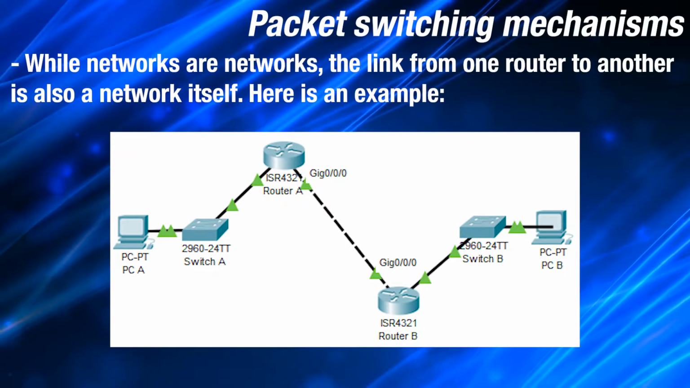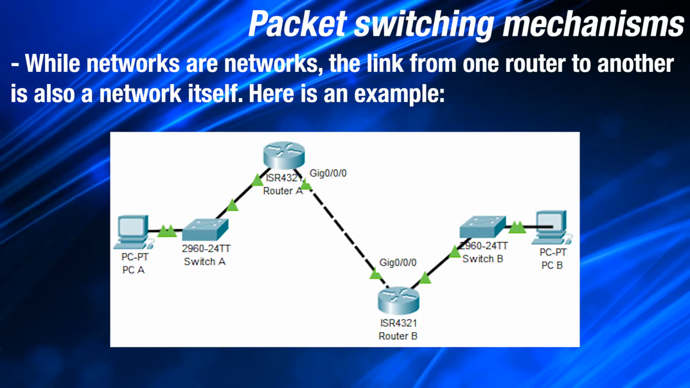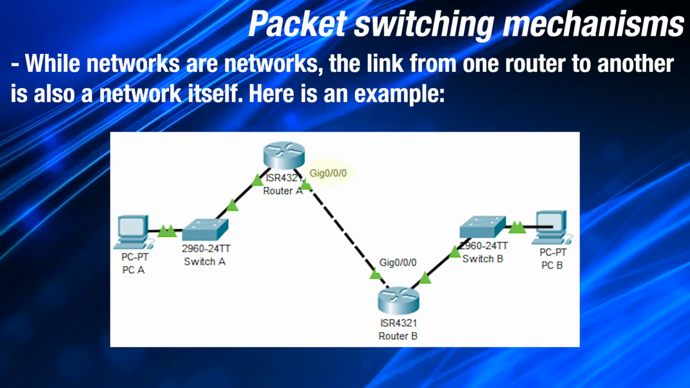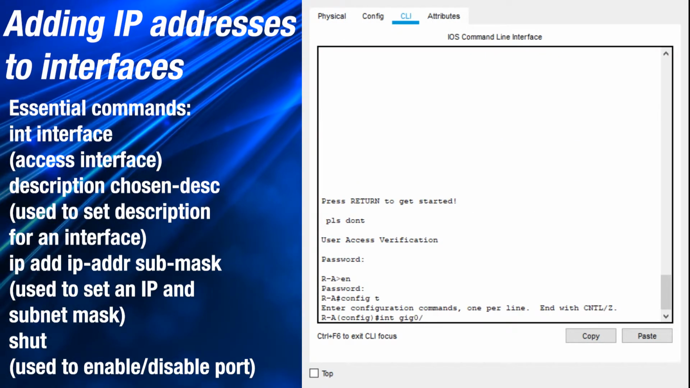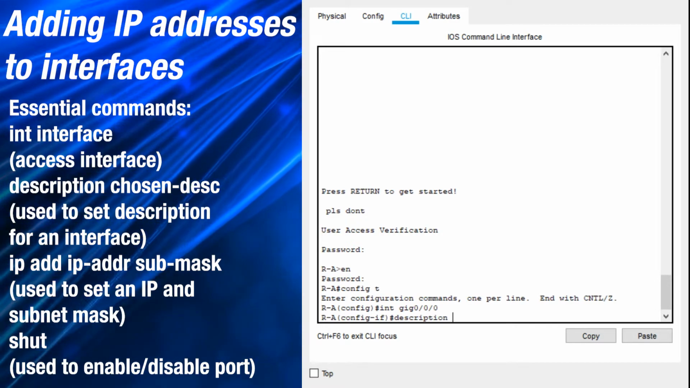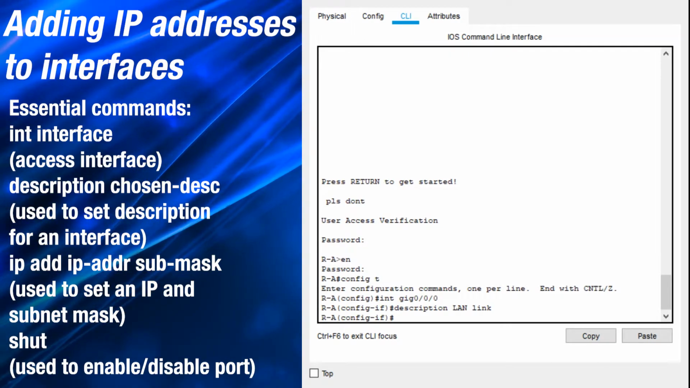Let's talk about configuring an IP address to an interface. Remember how I talked about links between routers or their own networks? This is where that comes in. Let's say this interface is one end of the link. If we do int followed by the interface, we can configure it. We can add a description here if we want to. If we wanted to call this the WAN link, all we would have to do is type description and then add our description here.